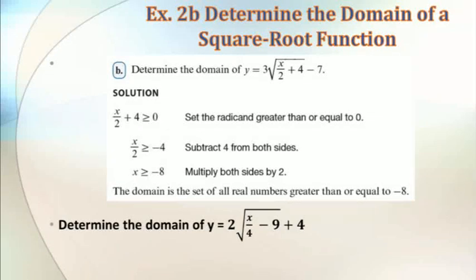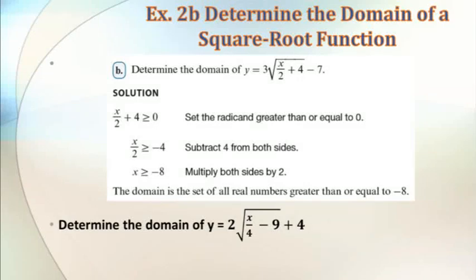Example 2b, the function is a little more complex. You can see there's a lot more numbers. There's more things to do inside the radical symbol. But again, the only part that you have to focus in on is what's in the radical symbol, the radicand. And you just make that greater than or equal to 0.